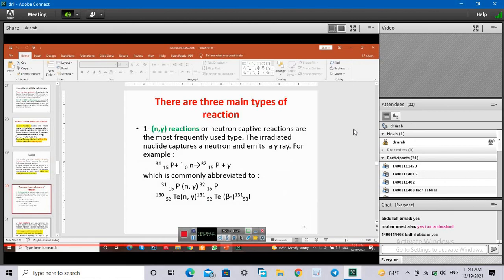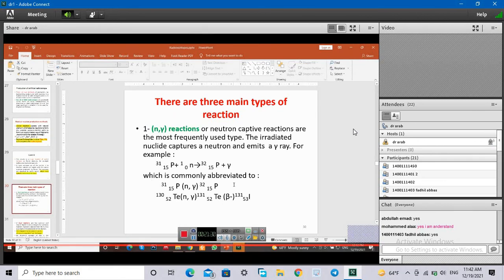And as I say, in the reactor we have other reactions that help us to produce radionuclides, which are categorized in three groups. The first is the n,gamma reaction, or neutron capture reaction. It happens when a nucleus is irradiated with neutrons, captures a neutron and emits gamma rays. For example, phosphorus-31 is irradiated with neutrons and then emits gamma radiation.